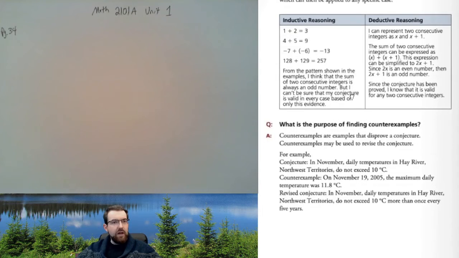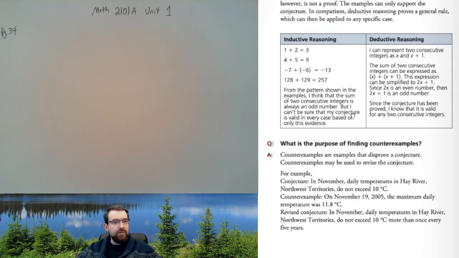And now we get down to the other topic that I wanted to briefly talk about in this unit, which is: what's the purpose of finding counterexamples? Well, why do we do that? It says counterexamples are examples that disprove a conjecture. So counterexamples may be used to revise the conjecture. And this is a really well-phrased page, I think.